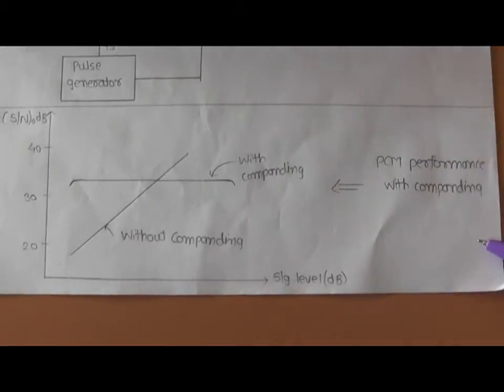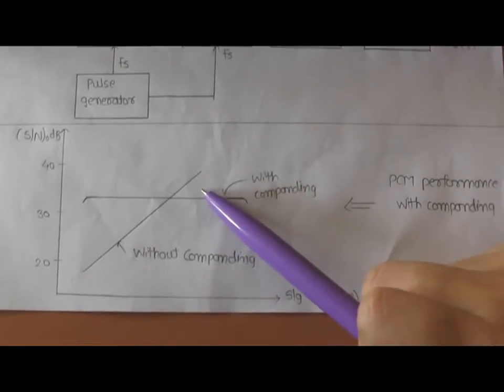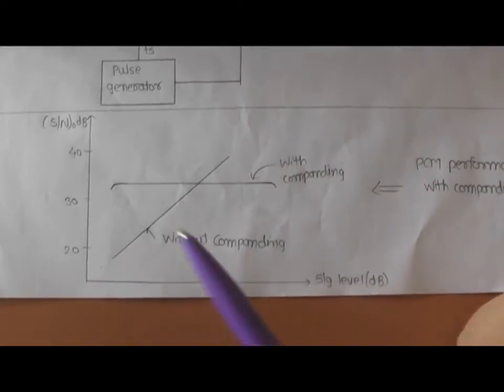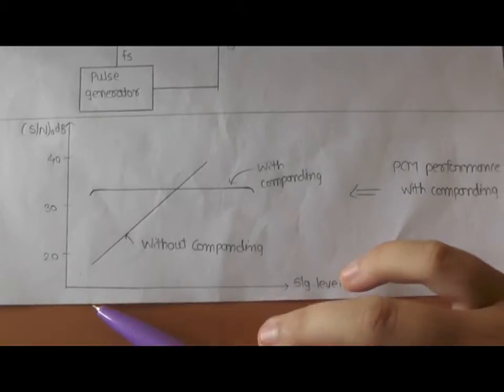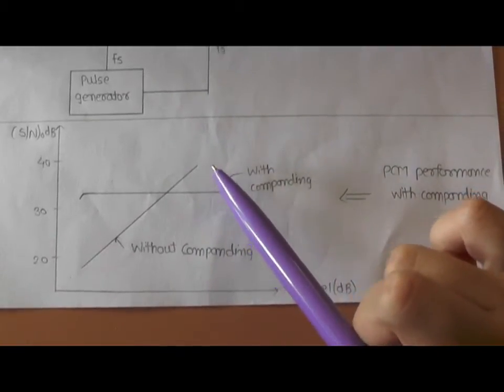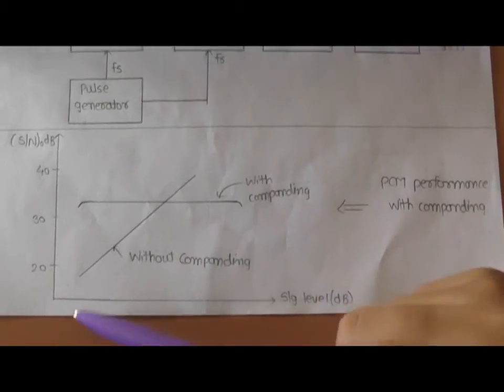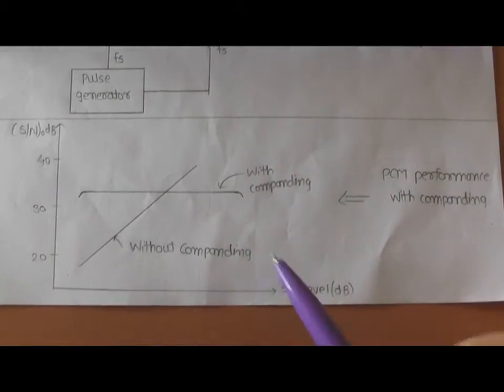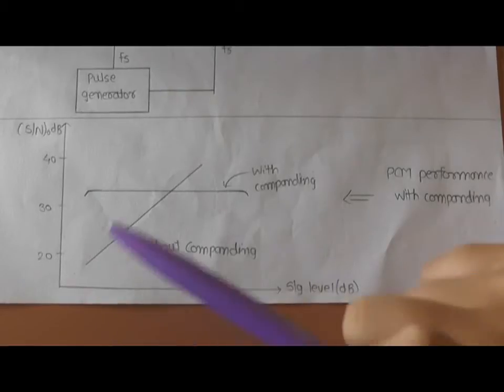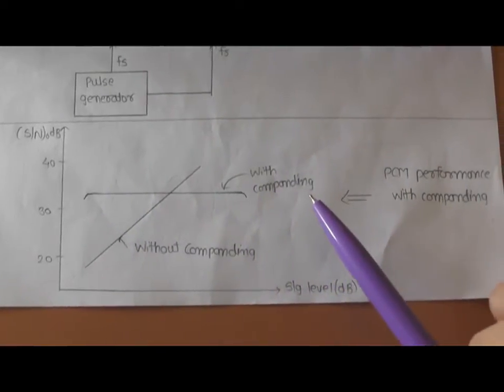This is the graph of PCM performance with compounding. As we can see, without compounding, when the input signal voltage level is increased, the SNR also increases. But when we include compounding, even though there is an increase in the input signal voltage, the SNR is maintained constant.